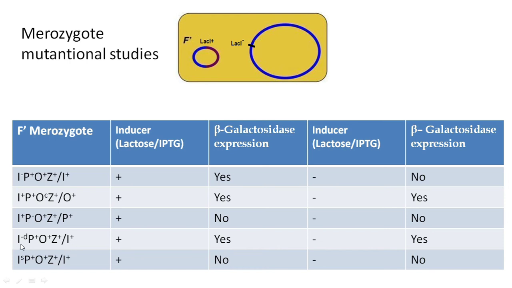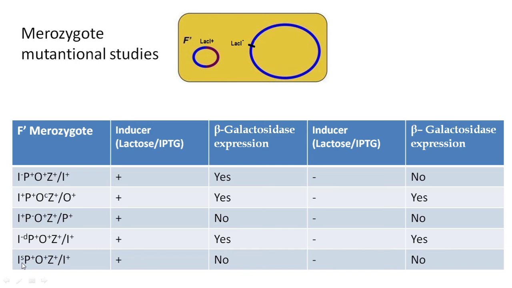And there is a kind of mutation, I minus D. This produces a defective kind of Lac repressor. The Lac repressor that will be produced will be defective, and if you rescue it with an I plus wild type gene, then this wild type gene will produce a correct form of the Lac repressor protein, but that will mix up with this defective protein and will produce a defective Lac repressor. So this Lac repressor will not be able to bind on the operator, and the expression will always occur, whether the inducer is present or absent.